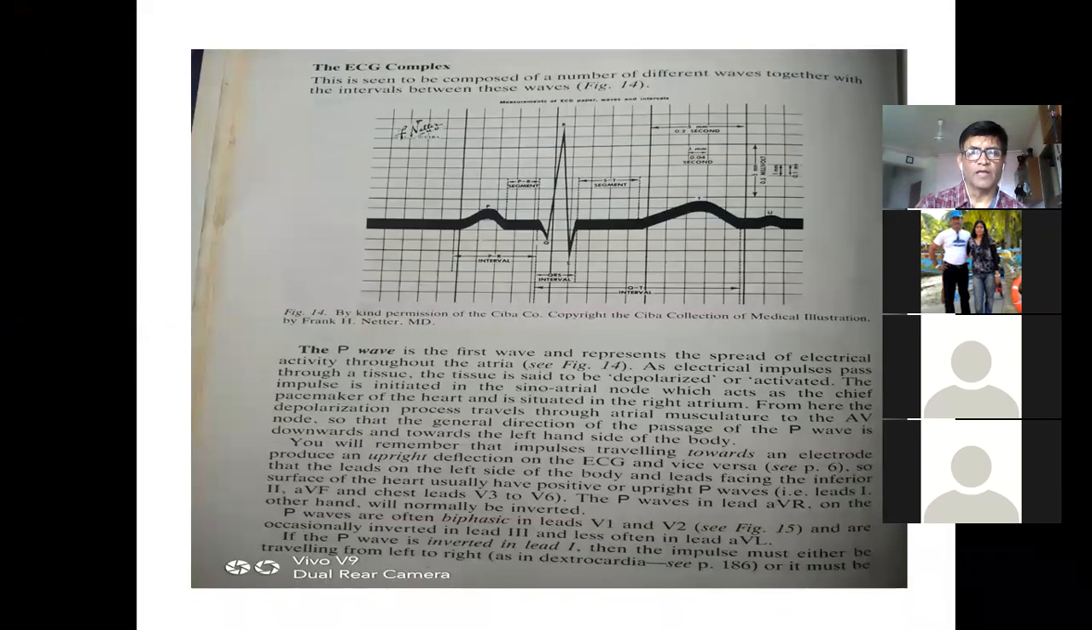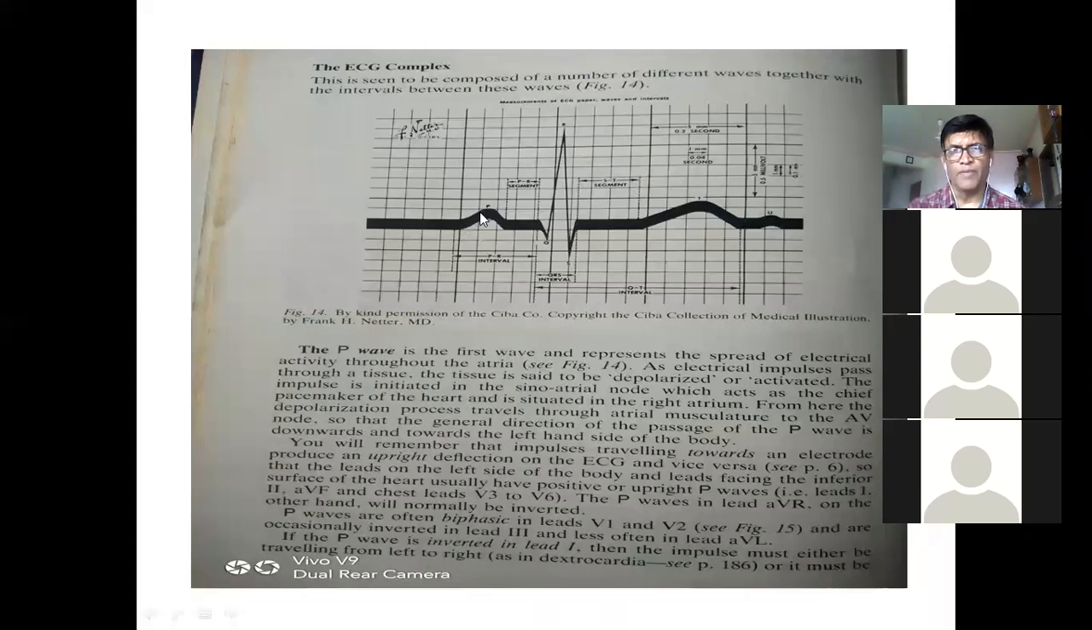Okay, so now we'll come to that place where we were. Position of the heart, everyone has understood this. There's no need to repeat what we did last time. The P wave, the atrial activity. Whenever we are reporting the ECG, we have to find out the P wave.